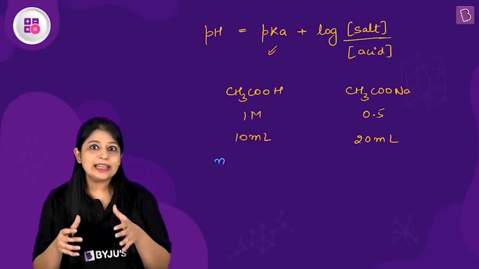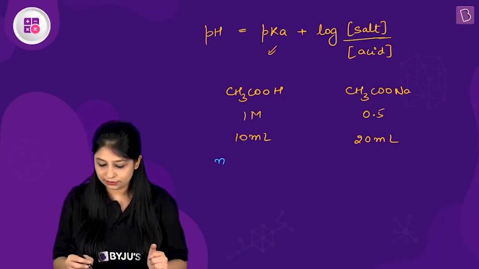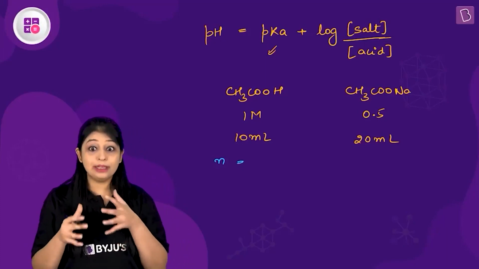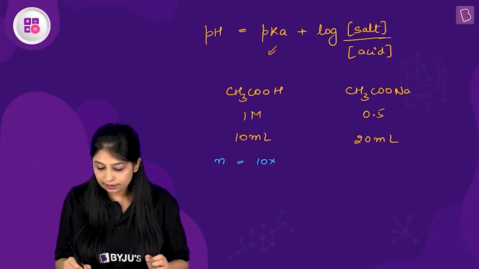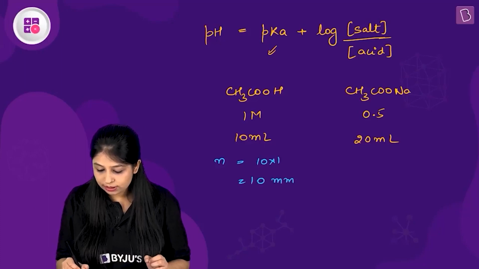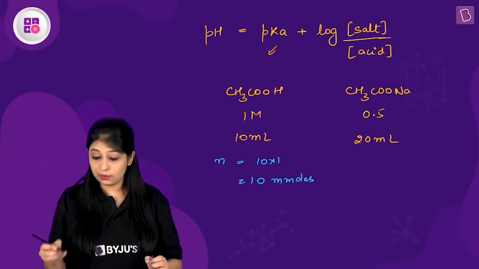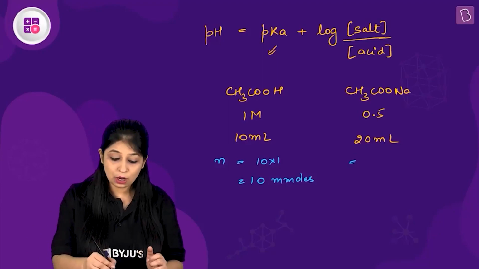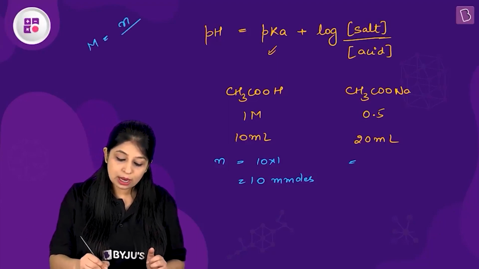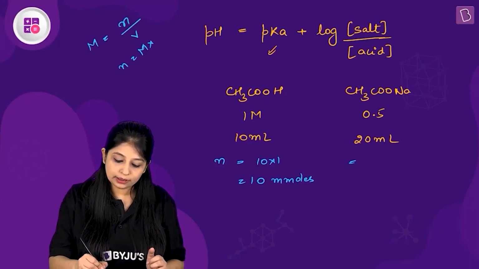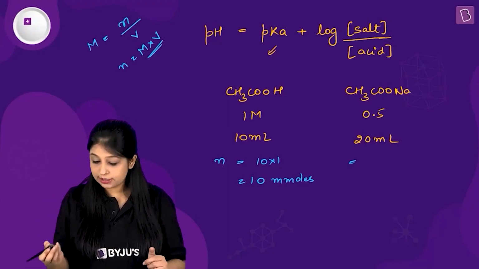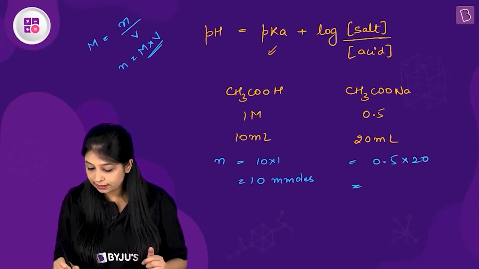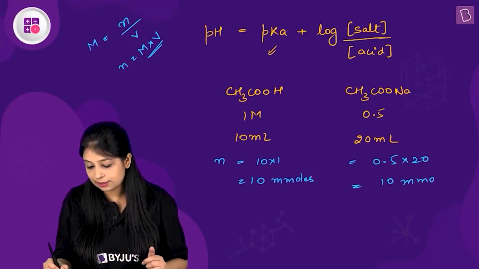Since the volume is in milliliters, we'll get the number of millimoles here. So the number of millimoles of CH3COOH would be 10 into 1, that is 10 millimoles. What about CH3COONa? What I've done here is just multiply molarity into volume, because we know molarity is the number of moles per unit volume, so the number of moles will be molarity into volume. For CH3COONa, we'll do the same: 0.5 into 20, that will also be 10 millimoles.